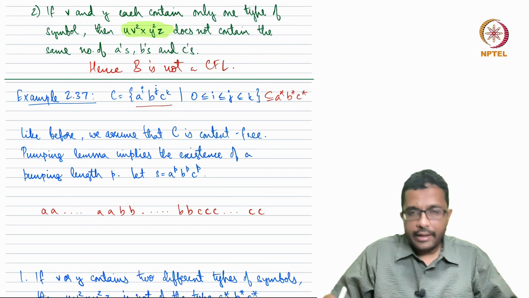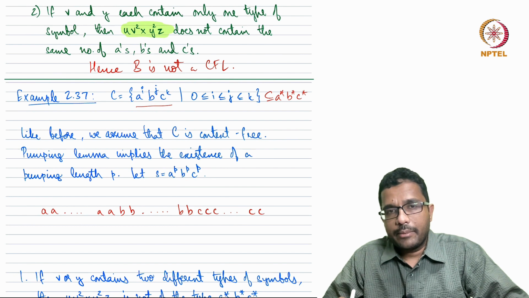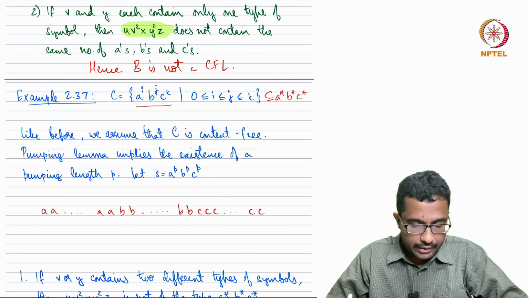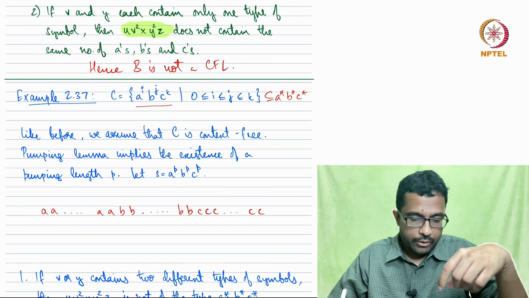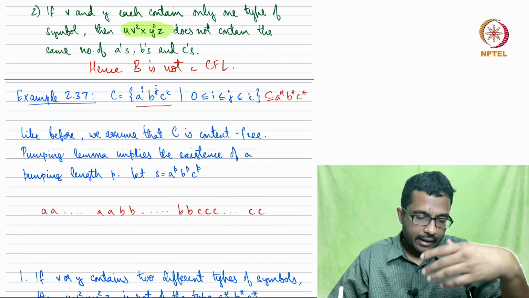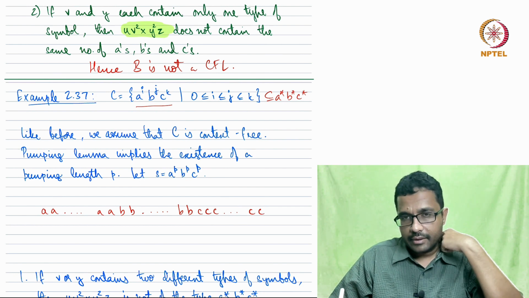But here the number of a's must be less than or equal to the number of b's, which must be less than or equal to the number of c's. Earlier we wanted the counts to be equal. Here we want the number of a's to be less than or equal to the number of b's, less than or equal to the number of c's.